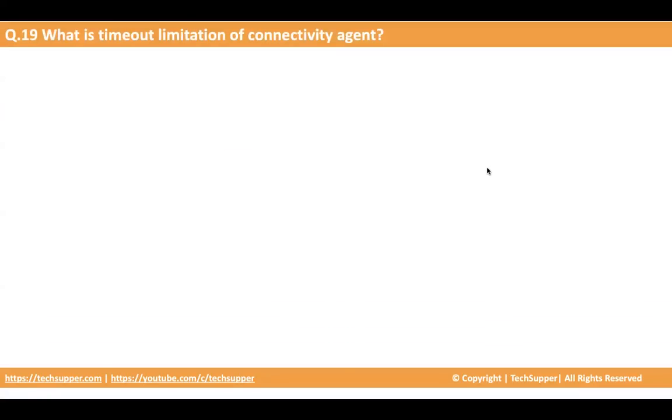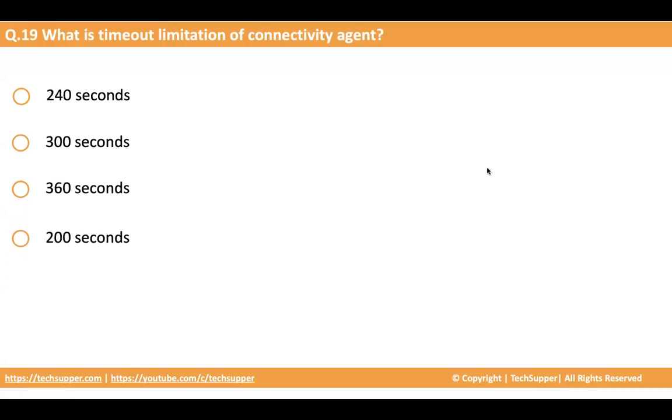Okay. The next question is again on timeout. What is the timeout limitation of the connectivity agent? What are the options available? 240 seconds, 300 seconds, 360 seconds, 200 seconds. When you invoke any third-party application with the help of the connectivity agent, like an on-premises application, you are sending a request and waiting for the response. So what will be the timeout limit?